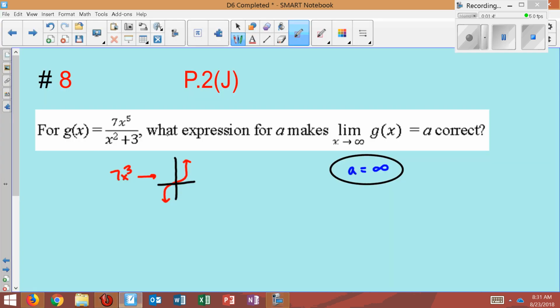So remember, the way we could read this is what happens to y as x approaches the right. Infinity is like going to the right for x. So what happens to the y? It goes up to positive infinity. And so that would also be our answer here.